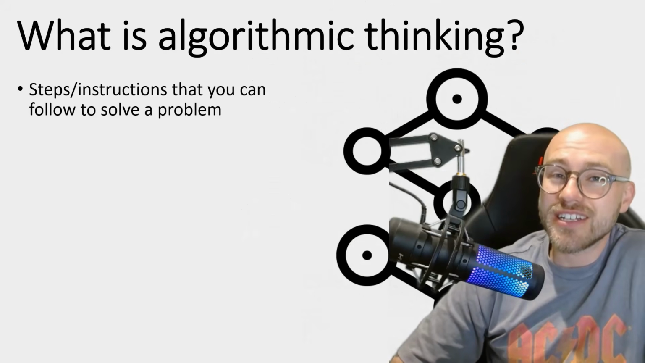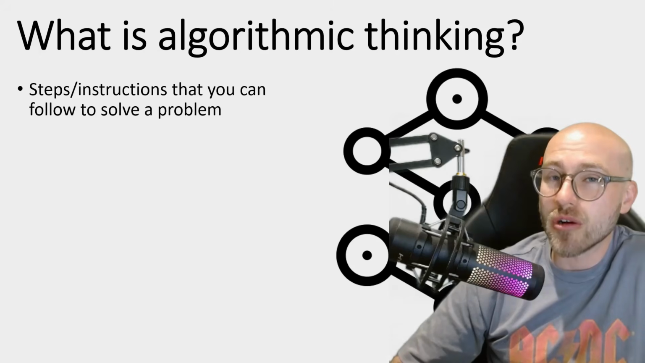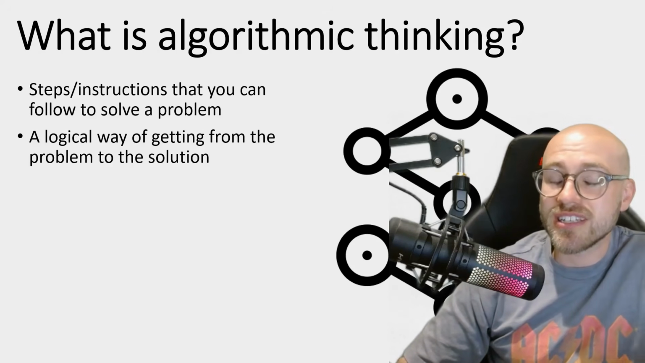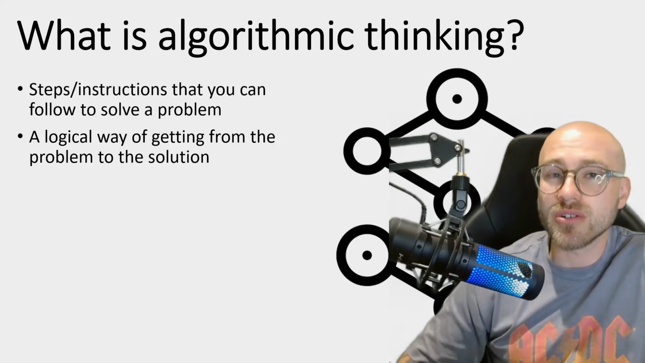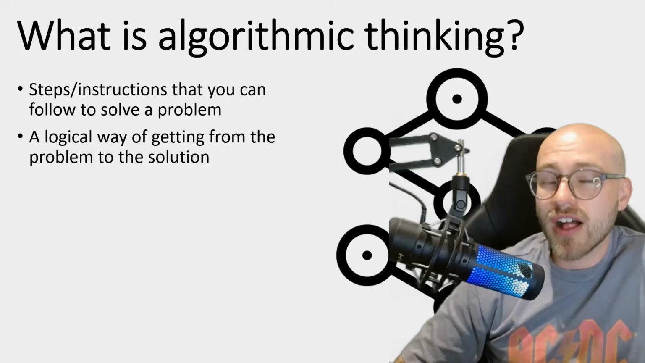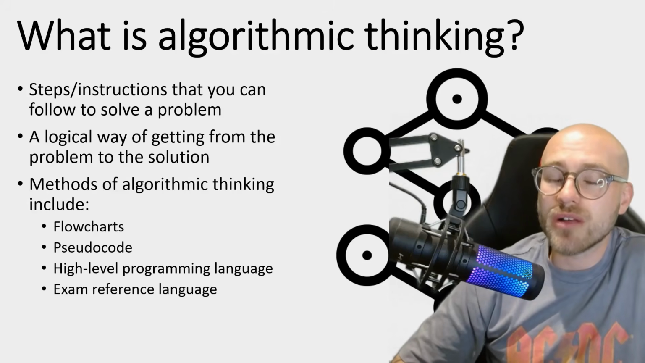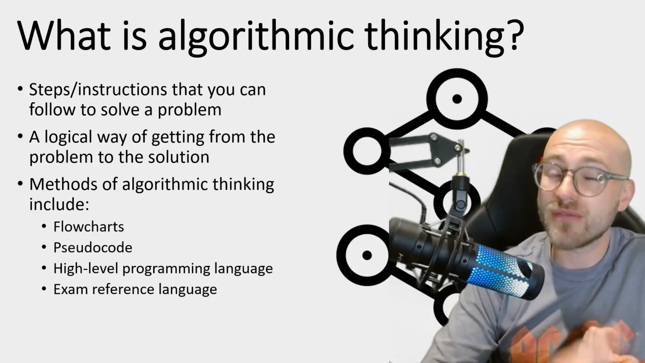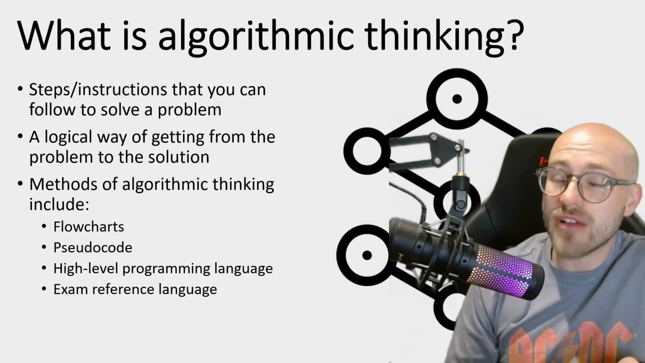The final piece of our computational thinking is called algorithmic thinking. As a definition, an algorithm is a set of instructions that you can follow to solve a problem. Quite a lot of time in lessons, teachers use the analogy of making a cup of tea, and then they'll talk about having those steps in the correct order to successfully make your cup of tea. For your exam, there are different methods of algorithmic thinking where you can show logically the steps of your problem solving. We're going to have a look at these in the next video, but the methods are going to be flowcharts, pseudocode, high-level programming, and exam reference language.